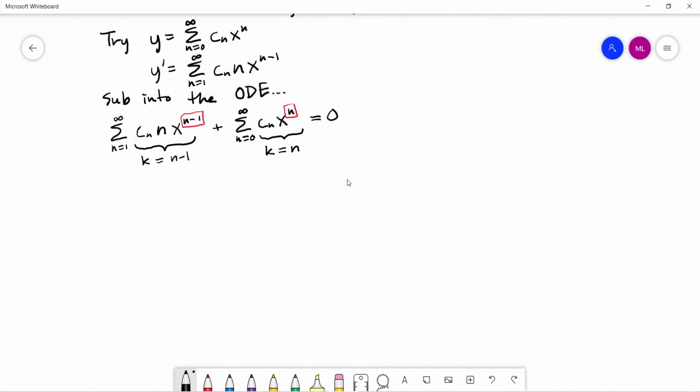So in this case, if k is equal to n minus 1, then if I were to solve for n, I'd have to add 1 to both sides. I get n equals k plus 1. Over here, n equals k. I don't need to do an extra algebra step.